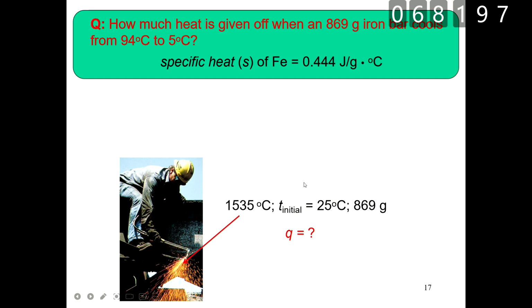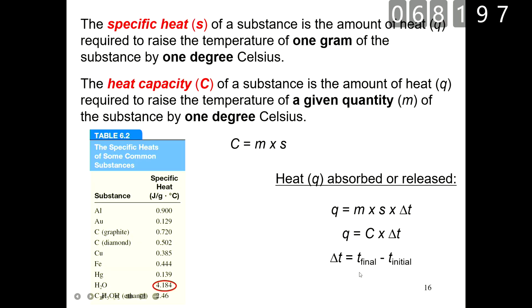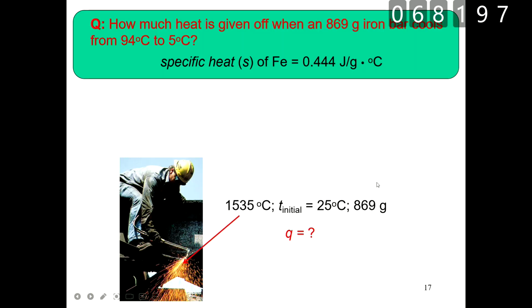Why did you just do 94 minus 5? In the final, the temperature should be the final temperature minus the initial. So here is minus 5. So the whole answer is minus.